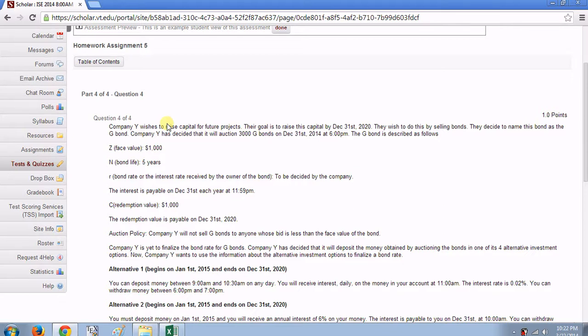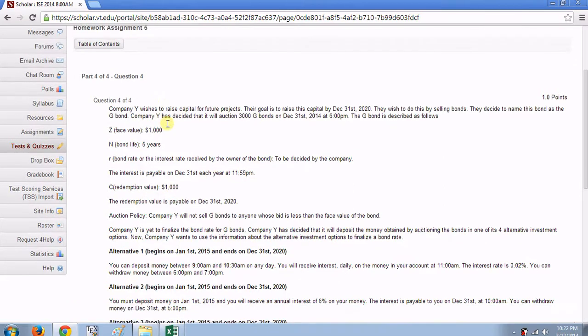Now there's a typo initially, if I remember. Oh, there's still a typo. The G bond is described as follows. Z, that's a face value, that's $1,000. The bond life is 6 years, not 5. Just make sure you remember that. This is 6, not 5.